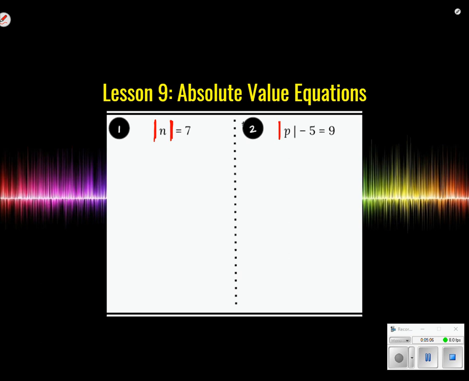But look over here at number 2. See absolute value bars, but do you see this -5? I'm going to have to move that -5 before I do anything else. So I have to isolate my absolute value bars first before I do anything. So at number 1, I don't have to do that step. Don't have to isolate, it's already by itself.